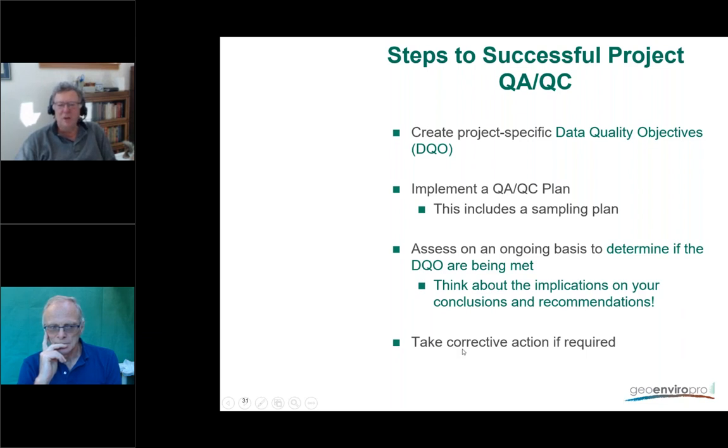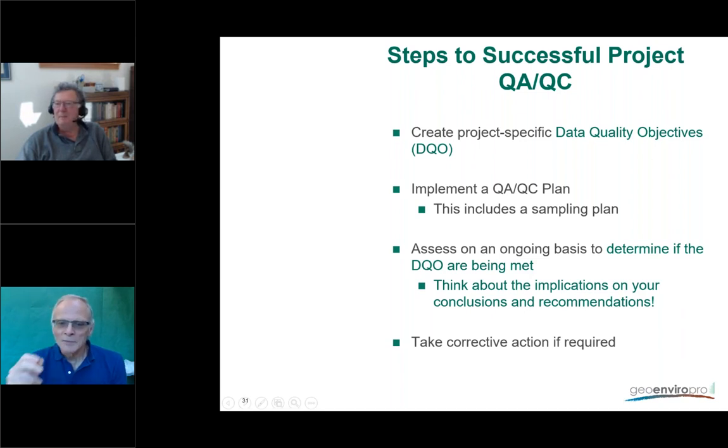What can we do? Here it says take corrective action, but for precision, Ryder, maybe I'll put this to you. What do you think we can do if we're not comfortable with the precision of our data, or we don't think our two duplicates that we took, that all came back ND, it's kind of useless data. What do we do? What should we be doing? Any ideas?